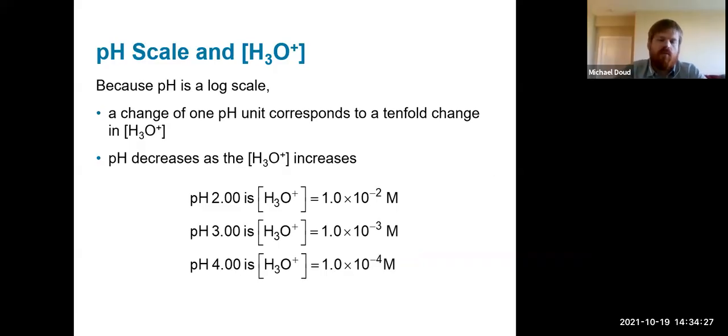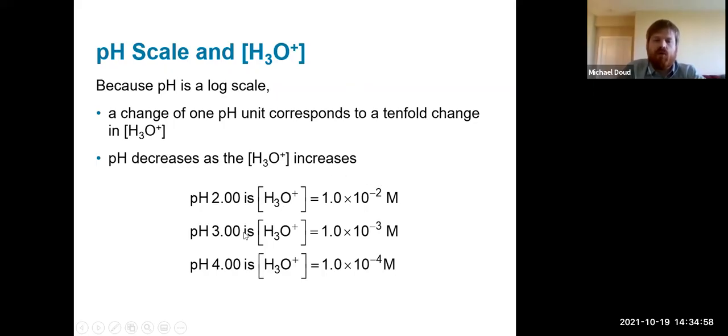Okay, now, how does this factor in to the pH scale? So the pH is a logarithm scale, right? We literally just said the pH is calculated as a logarithm. So this is a classic example of what's called a log scale. When you change one pH unit, that means there's been a 10-fold change in the hydronium ion concentration. So pH 2 means that you have 1.0 times 10 to the negative 2 molar hydronium ion concentration.